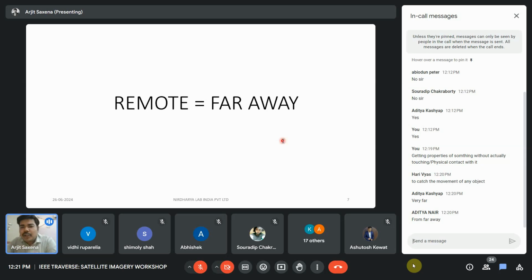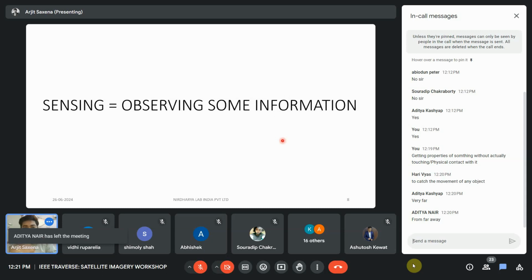And this is also an example of remote sensing: my camera is sensing the visual interpretation of myself and transferring it to you. This is exactly how the satellite works, like the camera which is working currently. So the meaning of remote is clear: far away. You guys are sitting far away from me, this is remote. Then sensing. Sensing means observing some information.